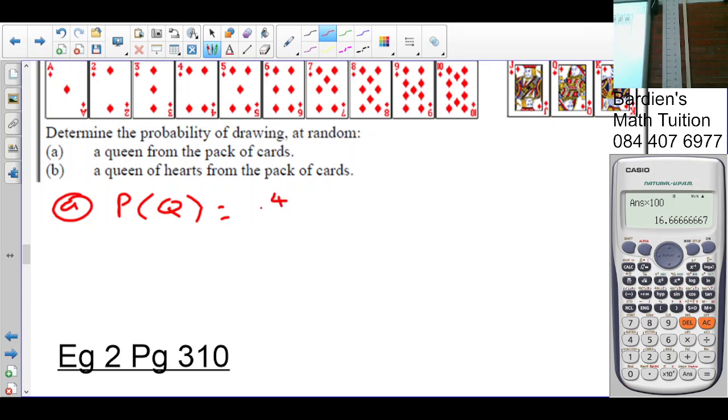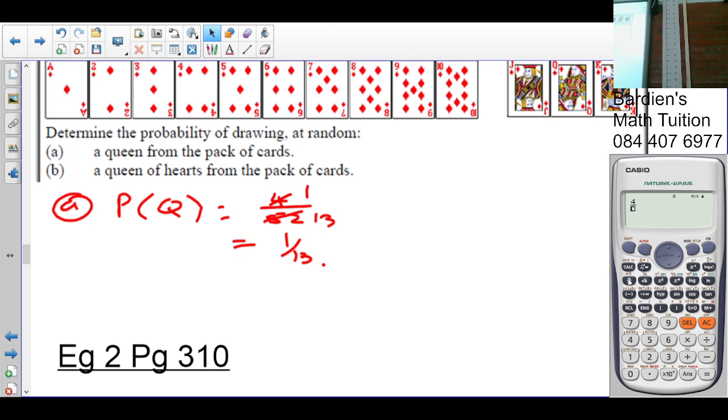There are 4 queens. 4 favorable outcomes, over how many possible outcomes are there to choose from? 52. So that is going to be 1 out of 13. You guys understand? With that you can put it in your calculator. You must say 4 over 52. 1 out of 13. You guys understand?